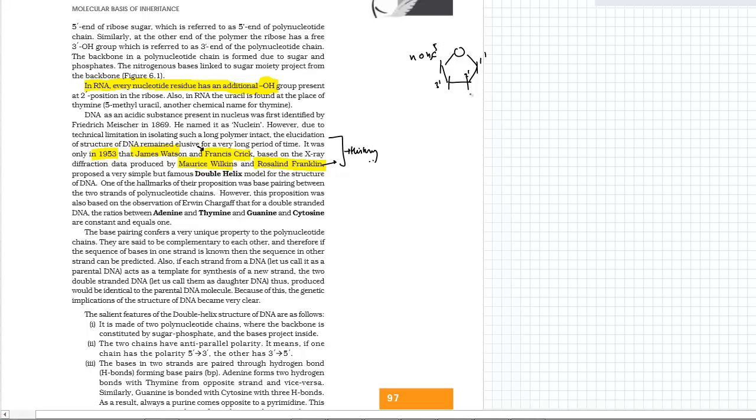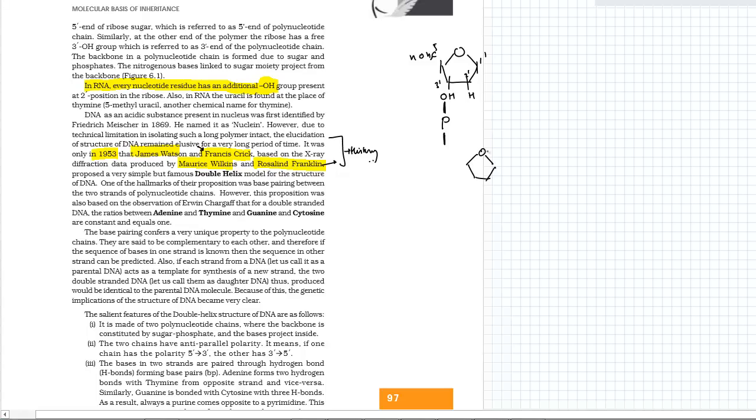On the 2' carbon, I will have only H in DNA. On the 3' carbon, I will have OH. This OH is going to make a bond with phosphate, and also it is going to make a bond with the next nucleotide. So this is how it is going to make the bond.